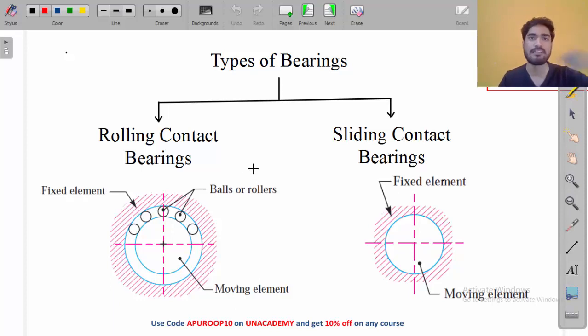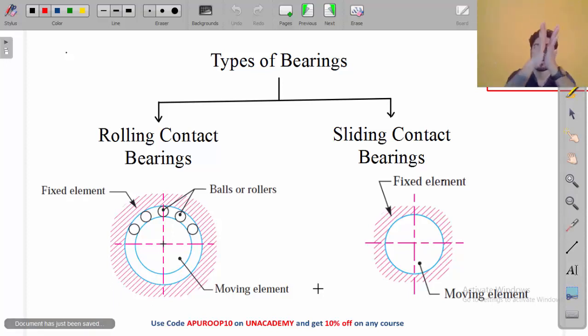When you move a wheel on a surface, the wheel is rolling, my friend. And when you pull something, let's say there is a box and you are pulling the box, then it is sliding. Now, what is the difference between rolling and sliding? In case of sliding, the friction between the surfaces is maximum. But in case of rolling, the friction is very, very less compared to sliding friction. Do you understand these two things, and what is the difference?